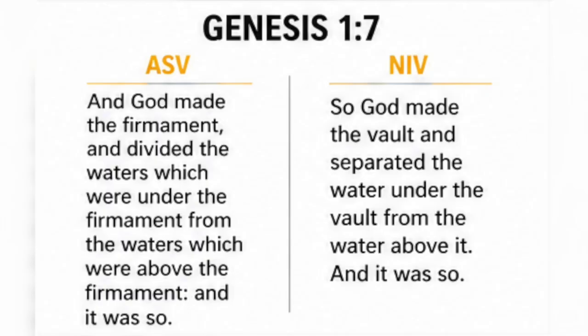Visual picture. Waters above, clouds, sky region, firmament, sky, and for me, heaven. Waters below, oceans, deep. This is not just about water, it's about creating layers of existence: above, middle, below. Why this matters? Before this, everything equals one chaotic mass. After this, the world becomes structured.